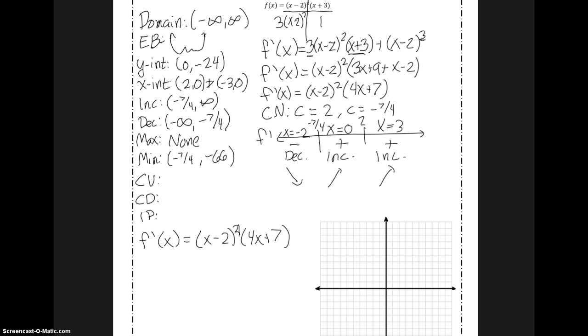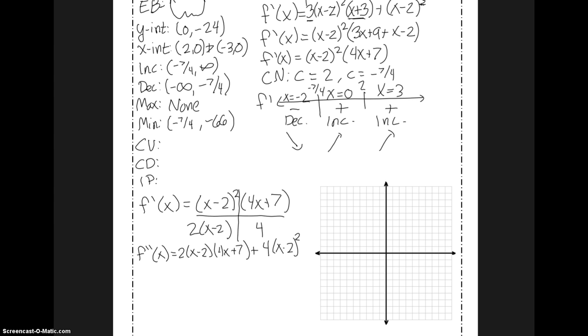And I'm going to take the derivative of this by doing another product rule. So I get 2 times (x minus 2), and then that'll be 4. So f double prime, I will cross multiply. I will get 2 times (x minus 2) times (4x plus 7) plus 4 times (x minus 2) squared. And then I'm going to do the same thing.